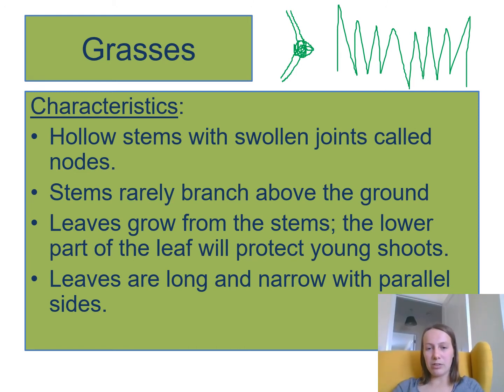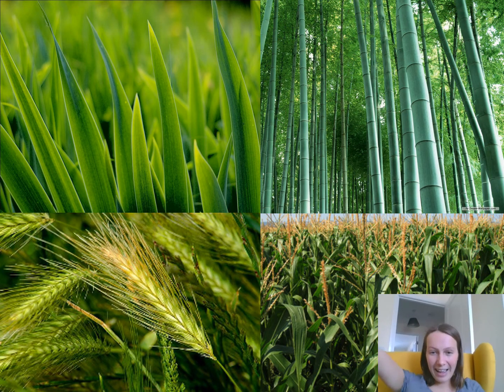The leaves grow from stems with the lower part of the leaf protecting young shoots, and the leaves are long and narrow with parallel sides, like grass, because it's grass. Let's look at some pictures. Guess what we're going to see? Grass! All sorts of interesting things here.